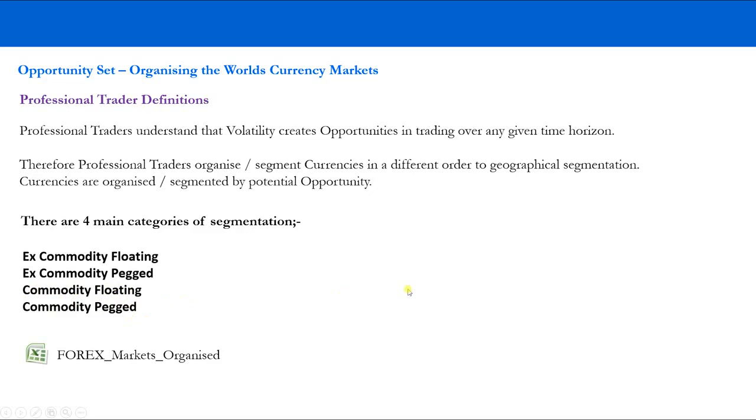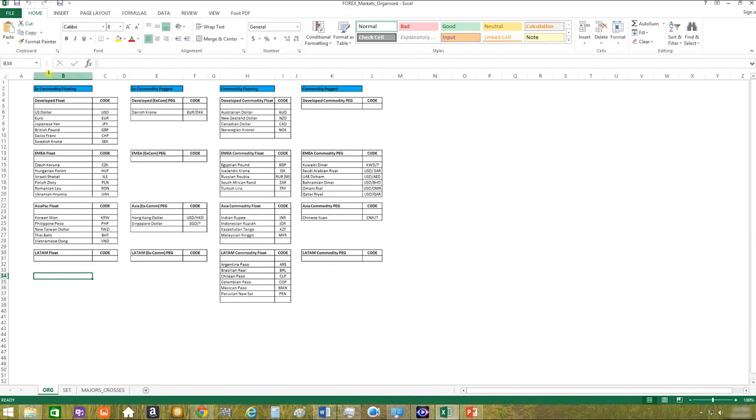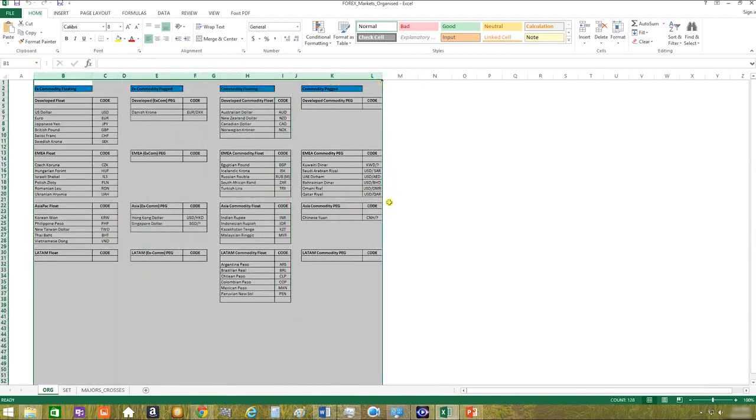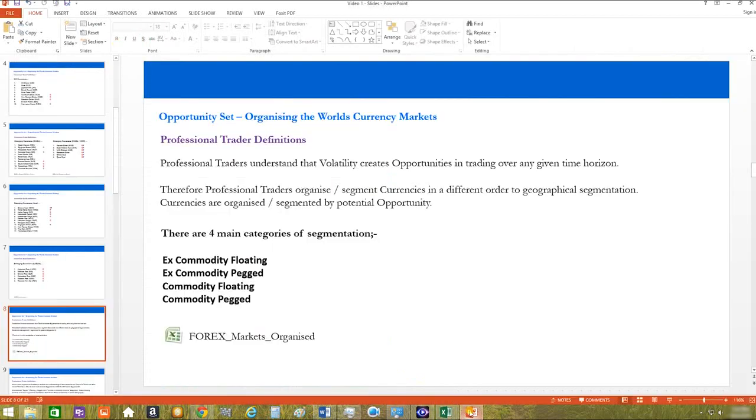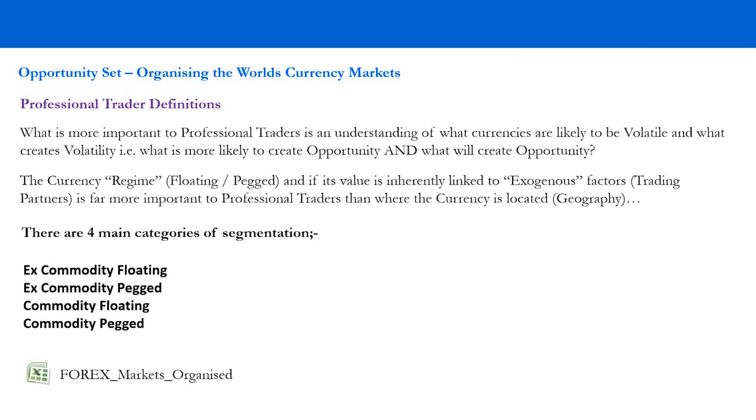And if you go into the download section of the video series, under video number 1, you'll see a download button. You'll be able to download the spreadsheet, which segments everything for you. If you download that spreadsheet, have a look through it. Just familiarize yourself with it, because it's important to start getting familiar with these definitions, because we build on these things later in the video series. And the Forex markets organized sheet, we have the breakdown in the presentation. So if you just download it, you can familiarize yourself with it in your own time.